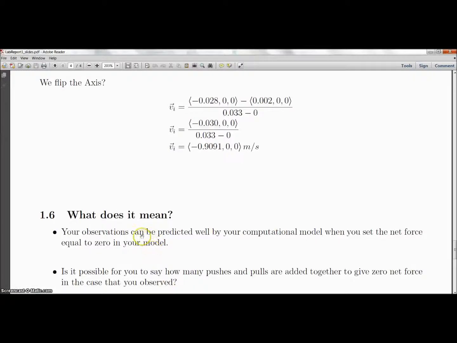Now, what does it mean when we say that our observations can be predicted well by a computational model when we set the net force equal to 0? It simply means that the net force on the physical object itself can be assumed, or estimated, to be equal to 0. Now, is it possible to say how many pushes and pulls are added together to give the net force? Well, it is actually possible. Such forces could be frictional force between the ball and the surface, gravity, drag due to air blowing the ball sideways, and so forth. Hence, the force balance will be equal to 0.